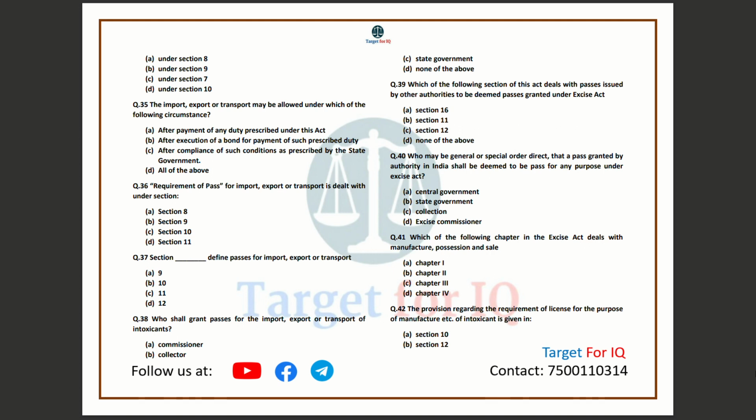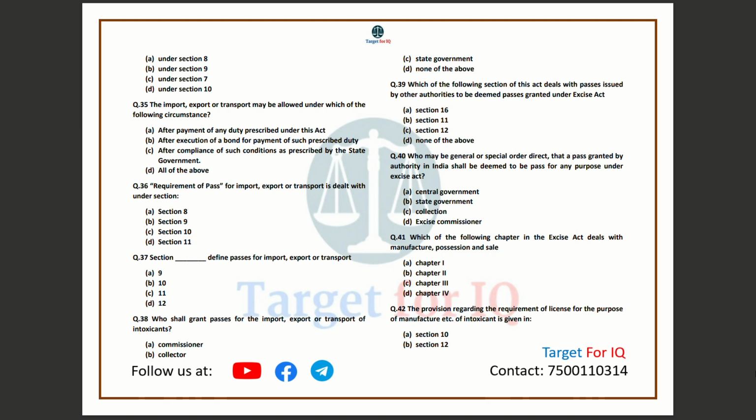Question number 39. Which of the following section of this act deals with passes issued by other authorities to be deemed passes granted under Excise Act? Option A, section 16, B, section 11, C, section 12, and D is none of the above. The correct answer to question 39 is section 12, that is option C.